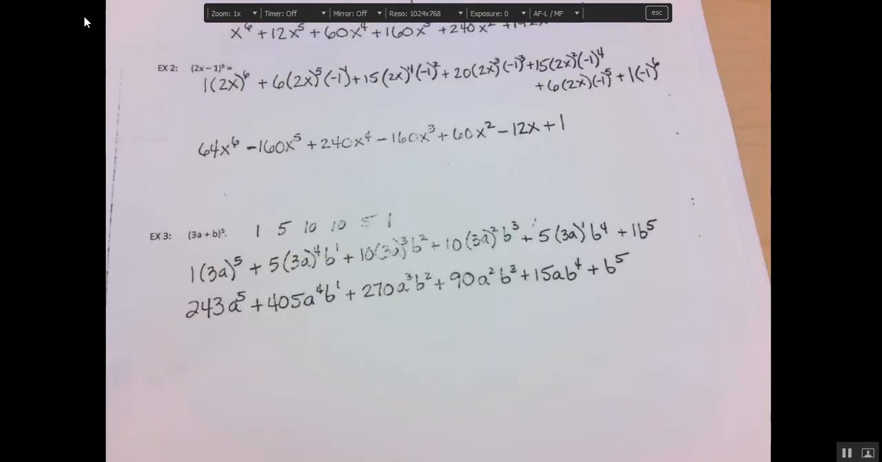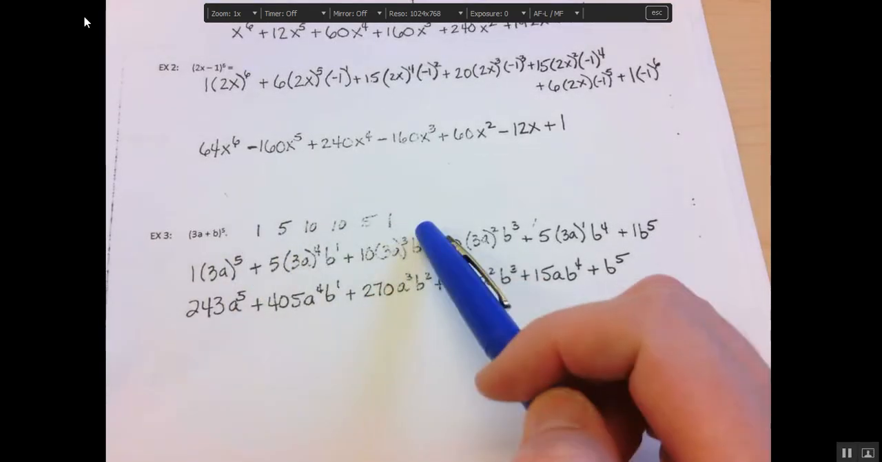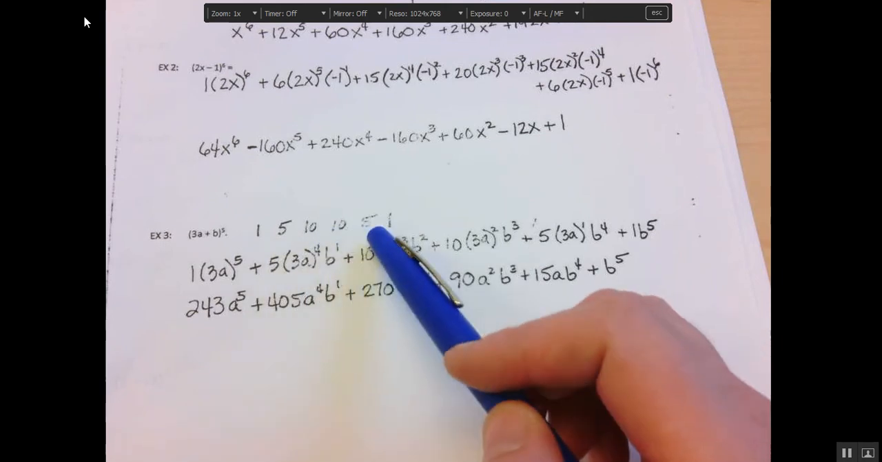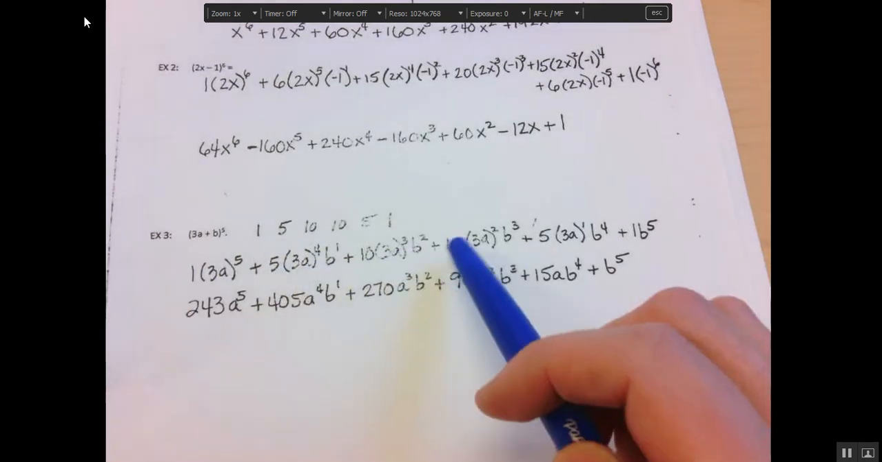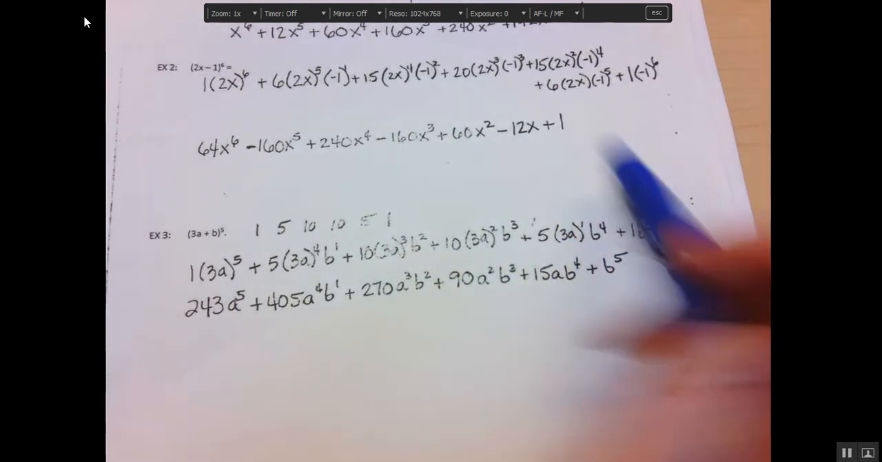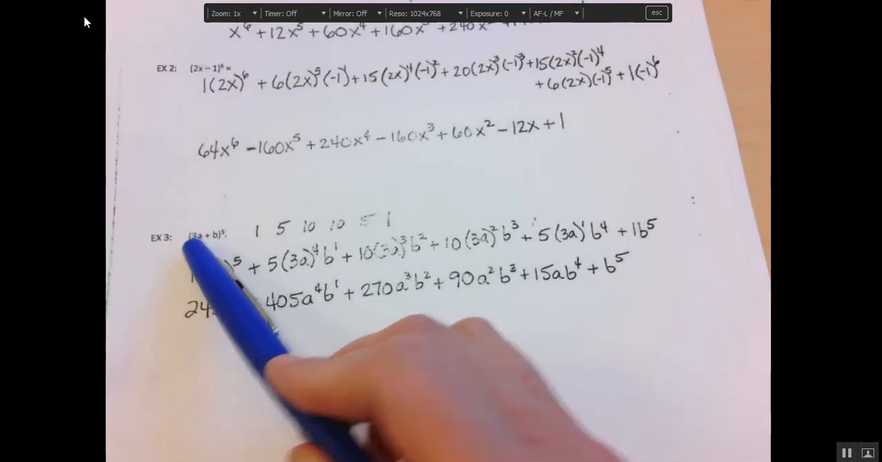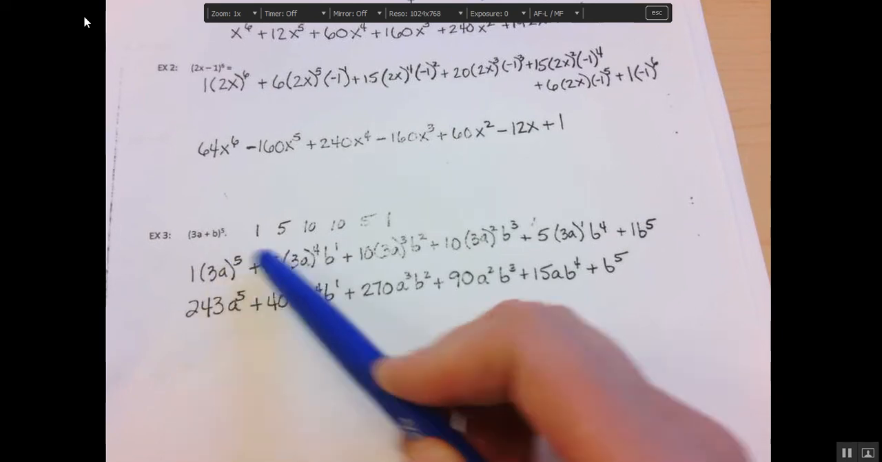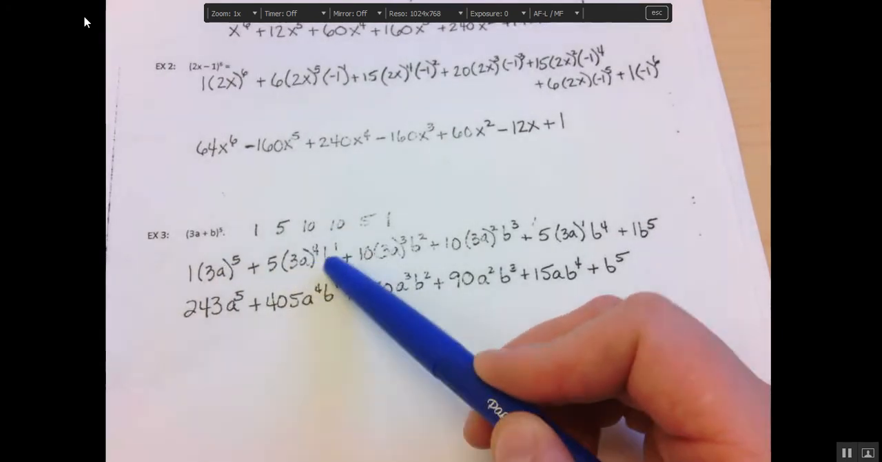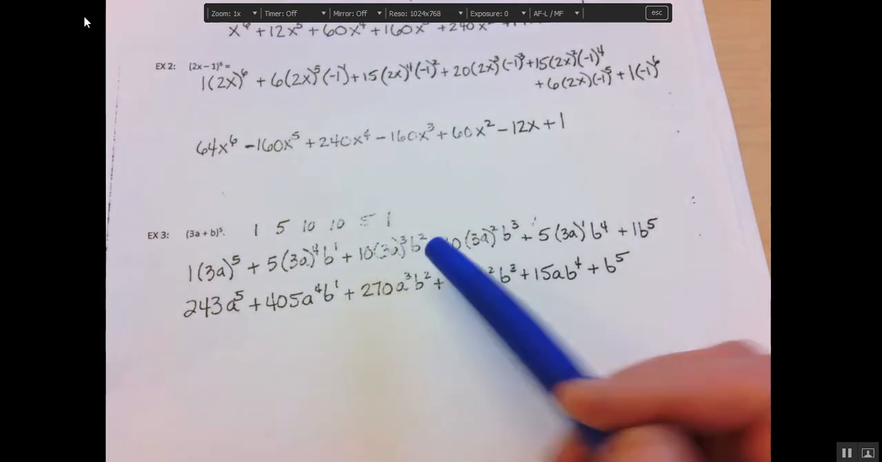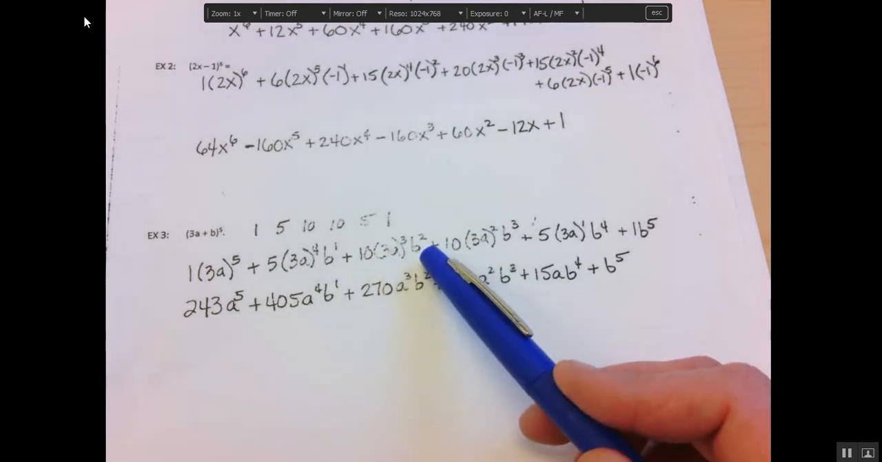All right, for the last example, we're using row 5. 1, 5, 10, 10, 5, 1. Put your coefficients out first. And then your 3a, the first 3a will be to the 5th power. The next one, it loses, so it's going to be 3a to the 4th, and then you're going to gain a b. So each time you go down, you lose a 3a, you gain a b.